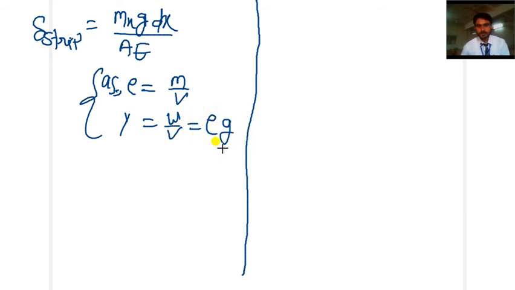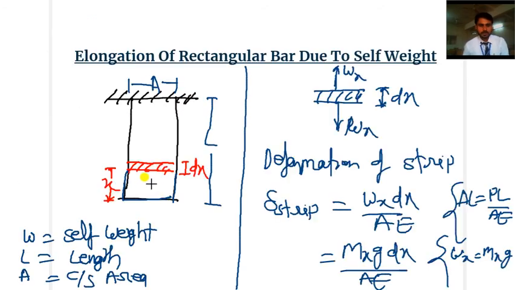That is the relation between mass density and weight density. Weight density is equal to rho into g. We will use these two parameter formulas here. So in the place of mass we can put m equal to rho into V. So here del strip will be equal to rho and V, especially here for the strip the weight due to the volume of x length of bar will act here.